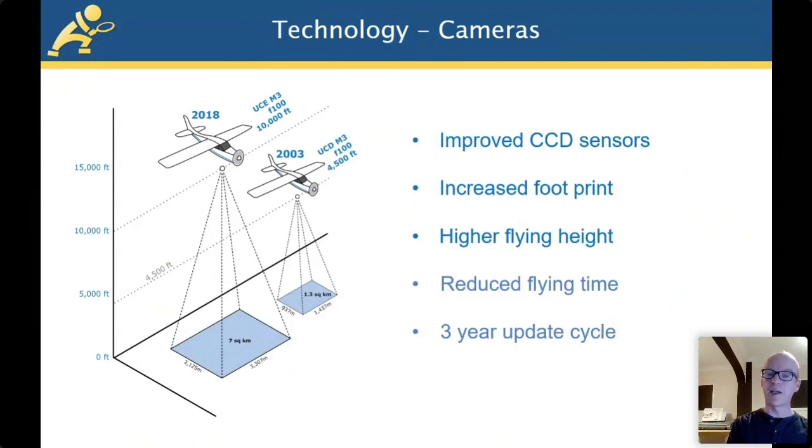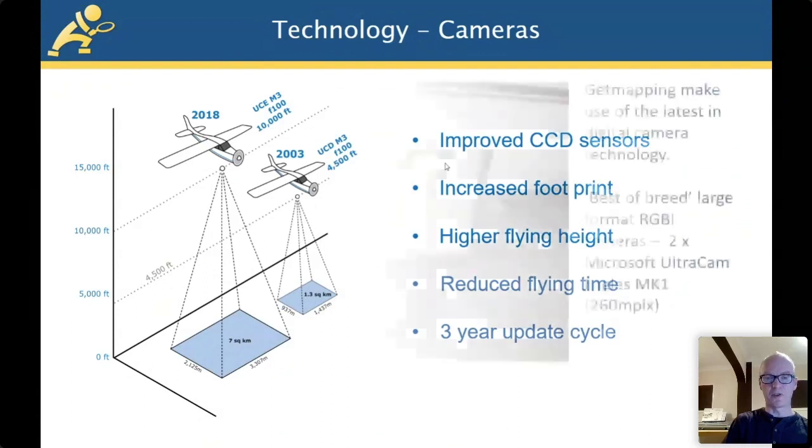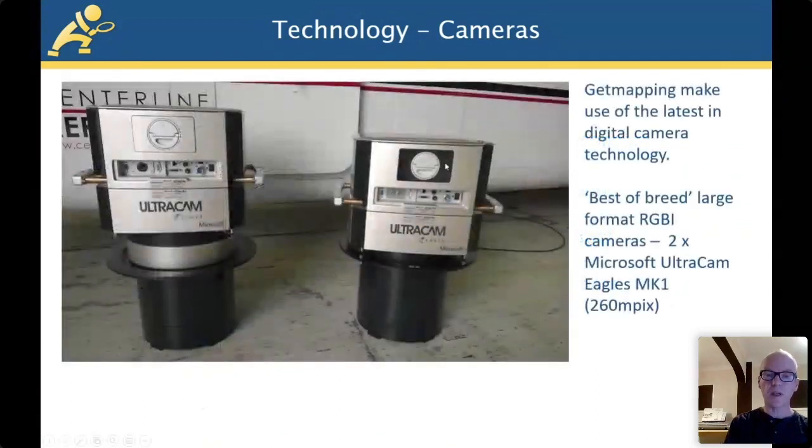So less flying time means you can actually up your update cycle. So we're now working on contracts where we're updating the UK 240,000 square kilometers every 3 years. So you're pushing 80,000 square kilometers of data into the layer every year. And you need the technology to enable you to achieve this. So what is that technology?